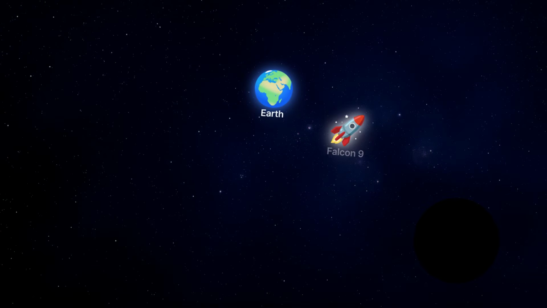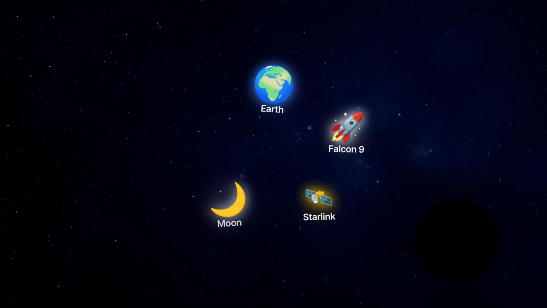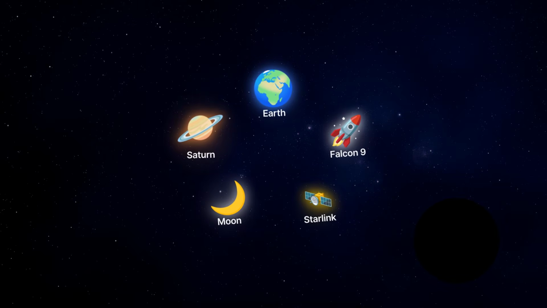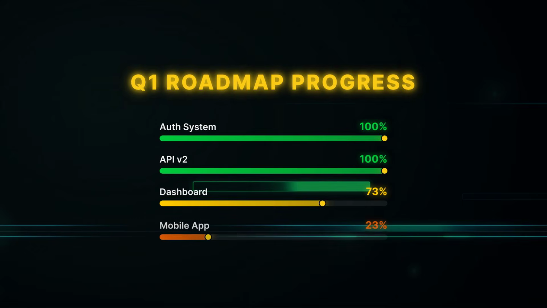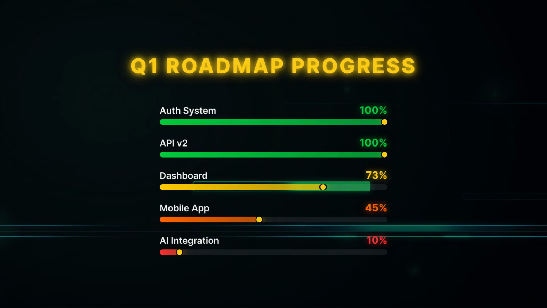Object 3D. A 3D model in your video. A Falcon 9 rocket slowly spinning in a browser. Progress bar. Animated segmented Q1 roadmap. 73% done. 3 features left.